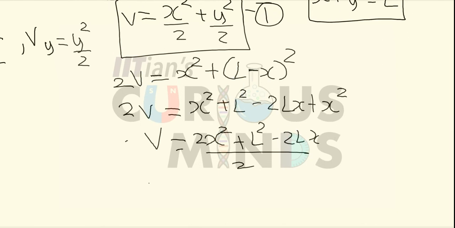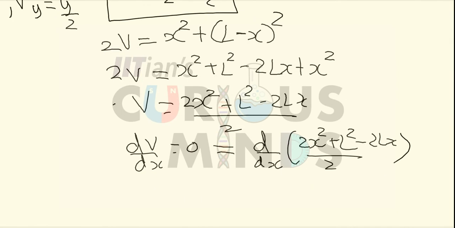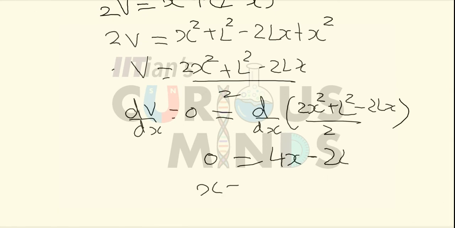In order to find out its minimum value, dv by dx should be equal to 0. That is the differentiation of this part, 2x square plus L square minus 2lx divided by 2, should be equal to 0. When I multiply 2 by 0, it will come out to be 0. The derivative of 2x square will be equal to 4x. The derivative of L square will be equal to 0 because it is a constant. Minus 2L is equal to 0. So x will come out to be L by 2.